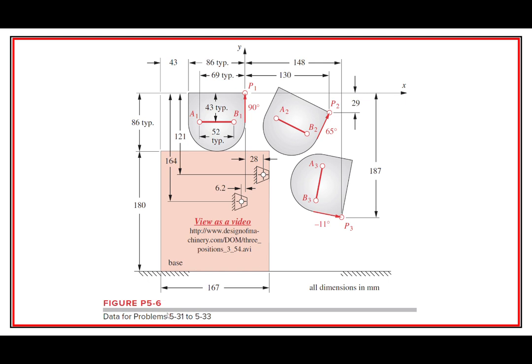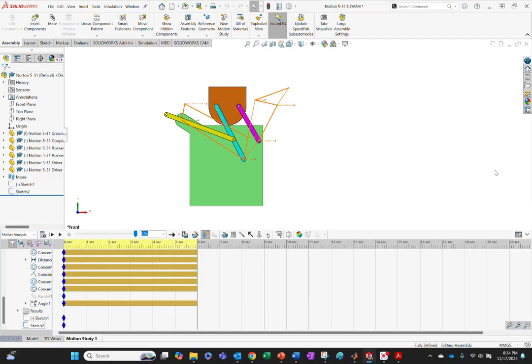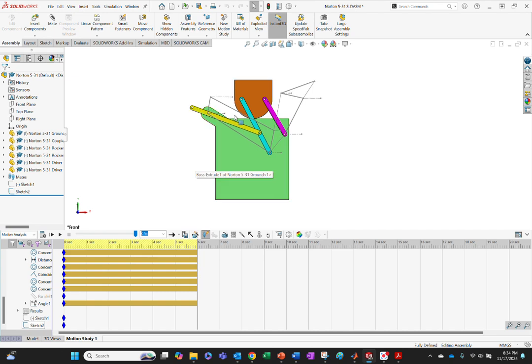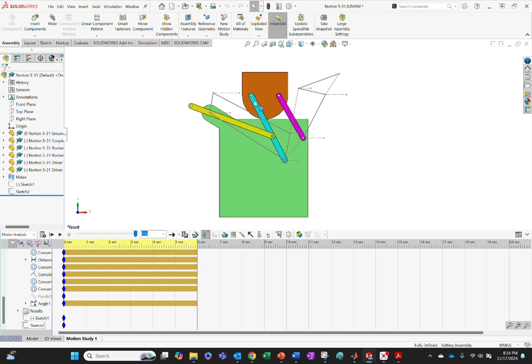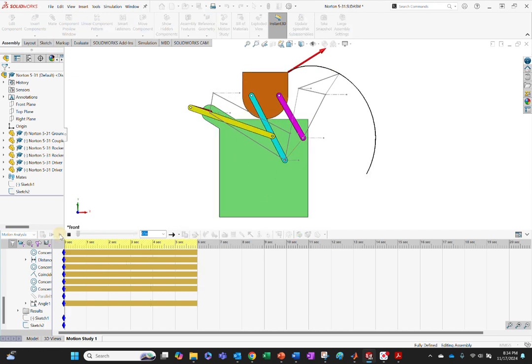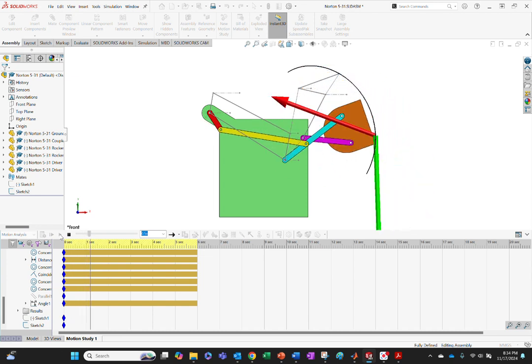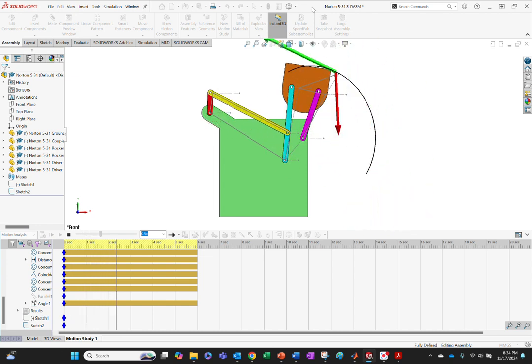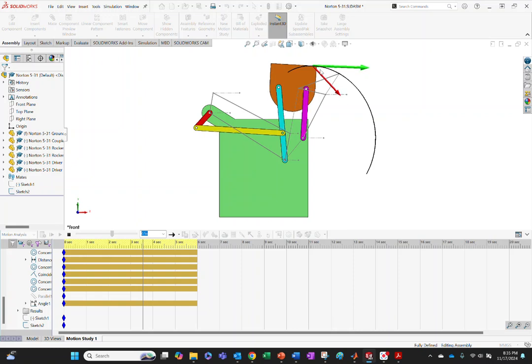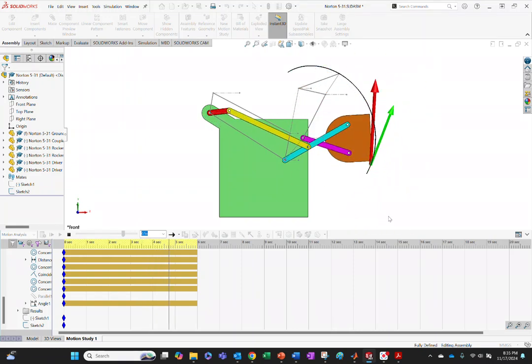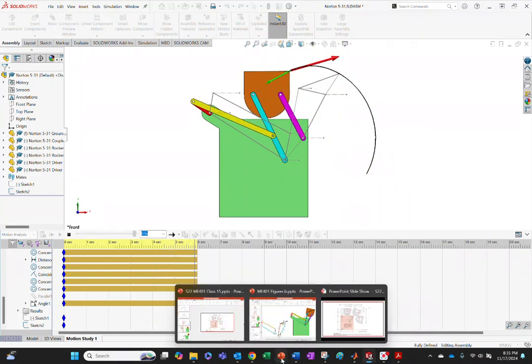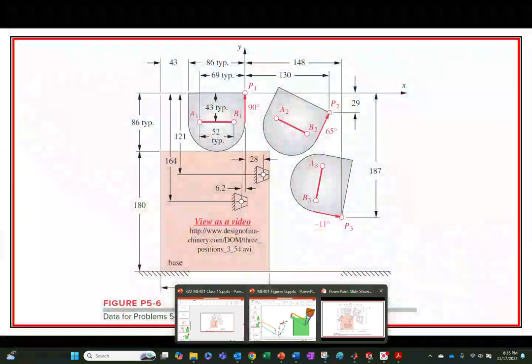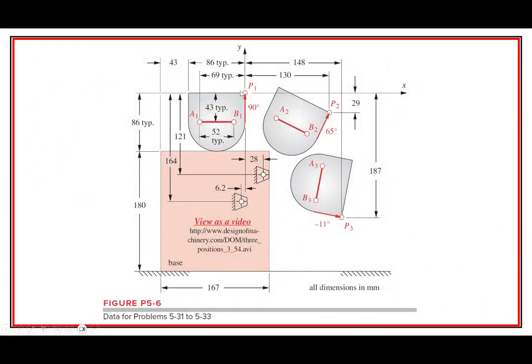So here's problem 531 in the book, and here is the solution to it in mechanism form, and here is what it looks like when it runs. And I'm tracking this point up here as my point of interest, mostly because the original problem used that point as P1 and followed it along. It was like the point of interest.